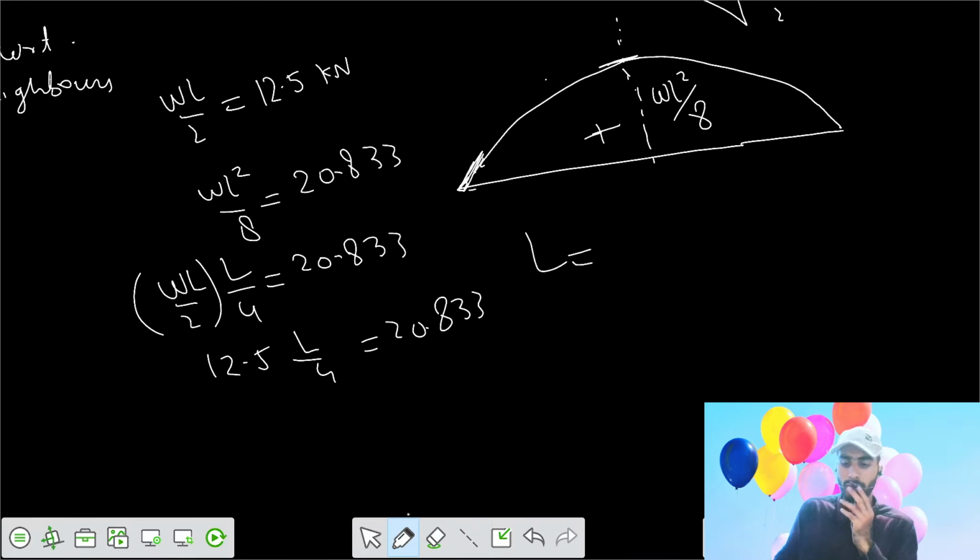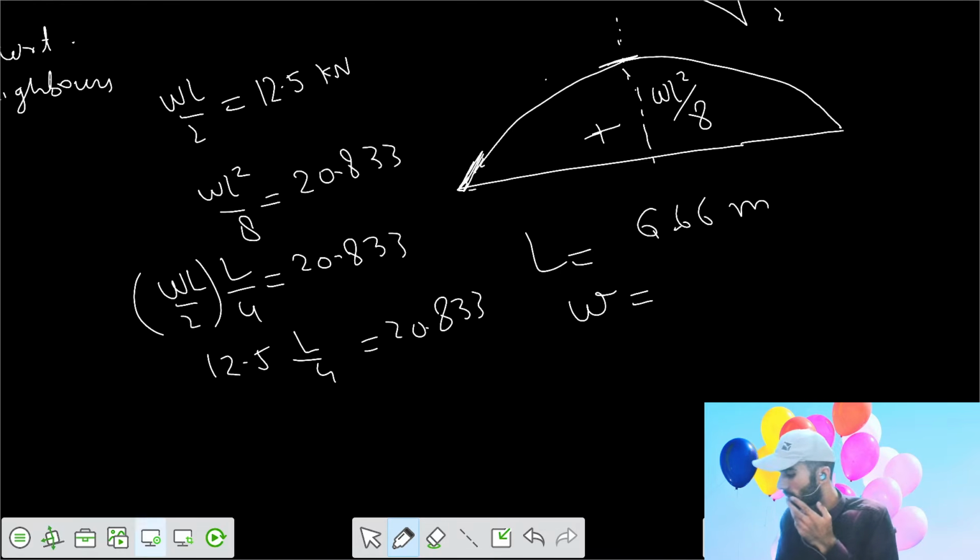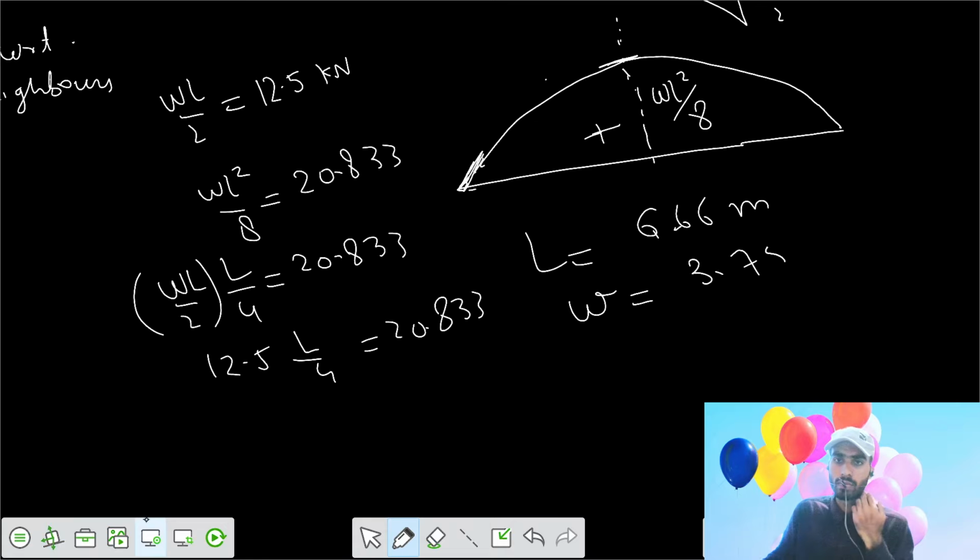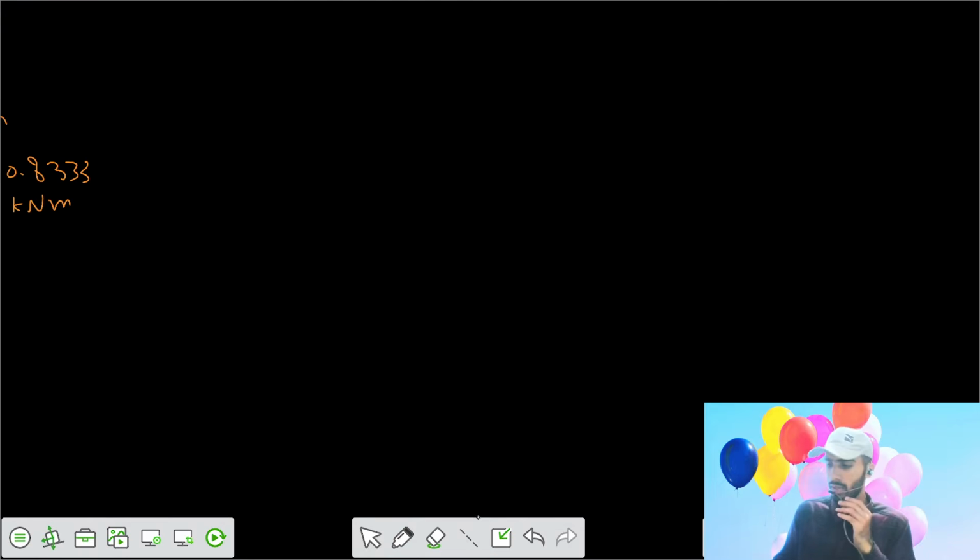Then we get the length of the beam equals 6.66 meter, and the UDL intensity is 3.75 kilonewton per meter. So next one is your next question. Let's have the next question.